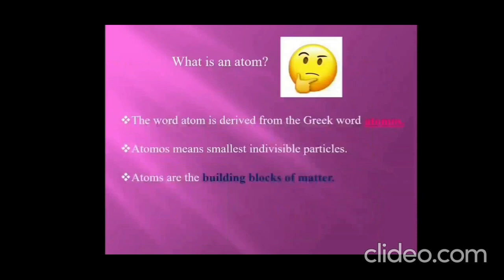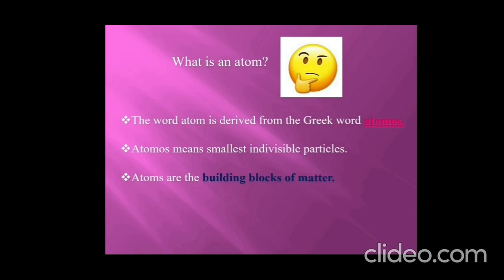First of all, the word atom is derived from the Greek word atomos. Atomos means smallest indivisible particles. Actually, atoms are minute particles, so we cannot see them with the naked eye, even through a microscope. That's what atoms are, smallest indivisible particles.